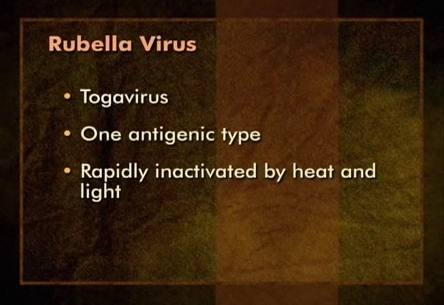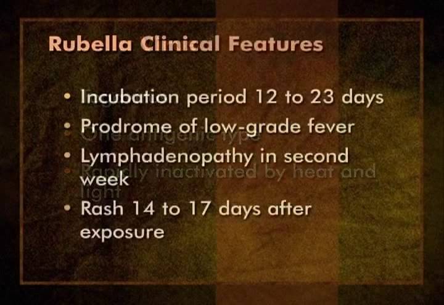Rubella is a togavirus with an RNA genome. Other togaviruses include Eastern, Western, and Venezuelan equine encephalitis viruses and the Ross River virus, all of which are transmitted by mosquitoes. There is no evidence that rubella virus is transmitted by mosquitoes. There is only one antigenic type of rubella virus. The virus is rapidly inactivated by heat and light, so it does not persist long in the environment.